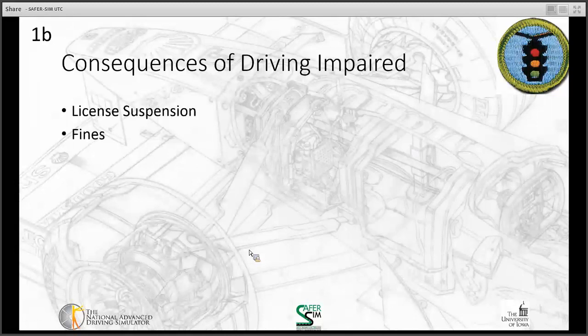Another thing you can have is fines, and those range from a few hundreds to a few thousands of dollars. You could go to jail. If you drive under the influence of alcohol, the judge could sentence you to jail time, even for a first offense. Most often that occurs on second or third offenses, but you could be sentenced to jail time for driving while under the influence of alcohol or driving while impaired.